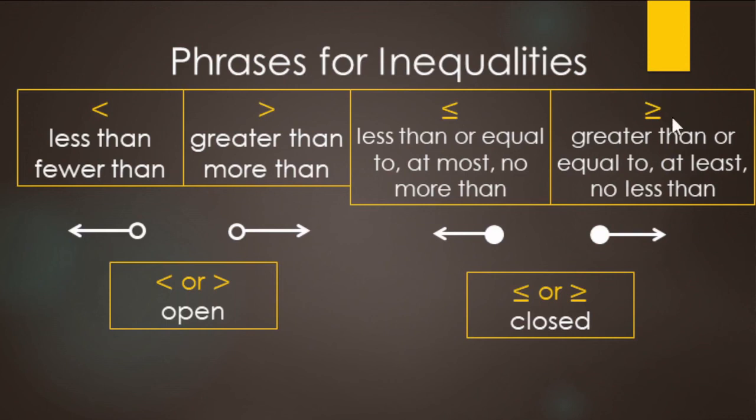And then for greater than or equal to, that could be at least or no less than. So I want to spend no less than $5, and I want no more than 5 movies in a day. And then when we have the or equal to, that's going to be closed dots there.